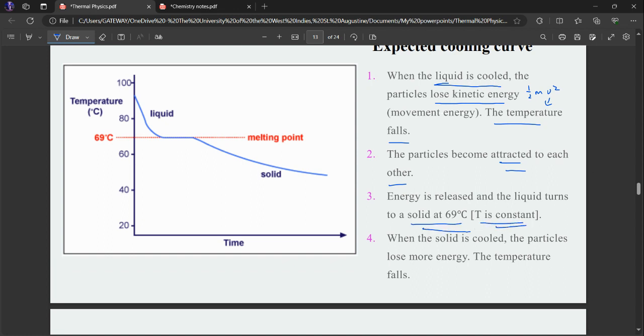Temperature is constant here, T is constant, right? You have a change in state, you call that the melting point, 69 degrees Celsius. When a solid is cooled, the particles lose more energy. The temperature just falls, right? Because if you cool it more, it has no other state to form. You reduce it from liquid to solid, you can't form anything else after that. Heat it back, however, and you form back the liquid.